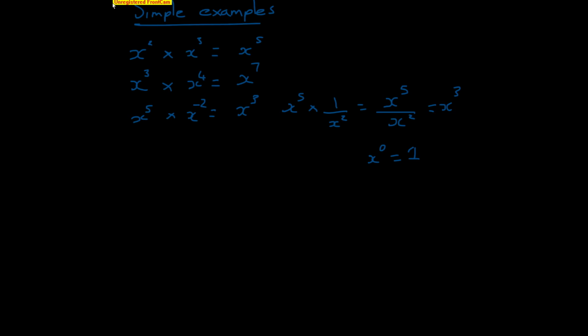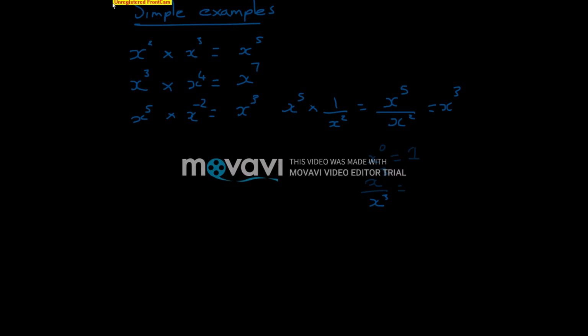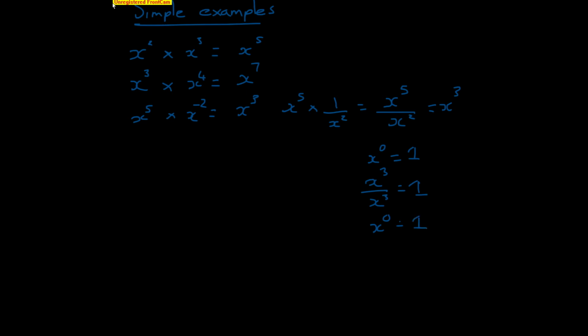You could actually imagine that using this rule as well. You could say, well, x cubed divided by x cubed. They're just the same, aren't they? Anything that's the same is going to give you 1. And actually the rule works here as well, because 3 minus 3 gives us 0. So x to the 0 would give us 1. Okay, just a little side thought there.